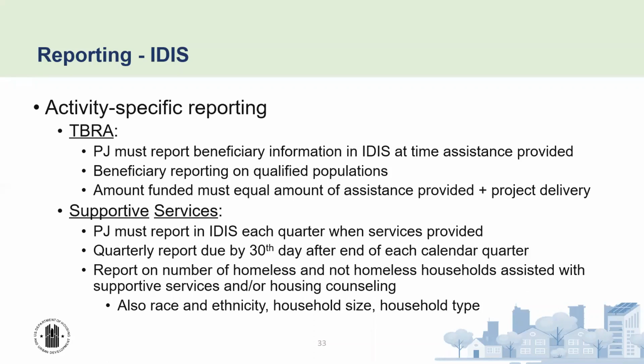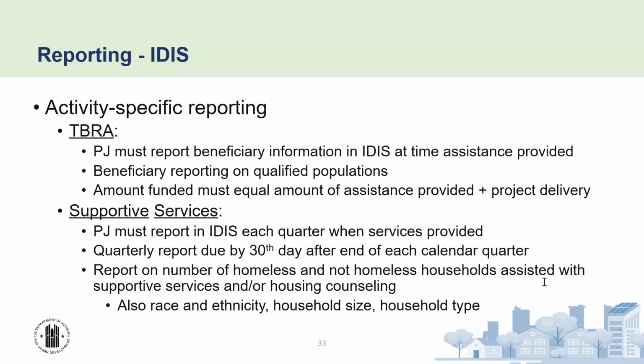Okay, let's turn our attention to HOME-ARP supportive services activities. There are some big differences here from how PJs typically report on HOME activities. So for supportive services activities only, the PJ is required to report quarterly in IDIS for each quarter in which services are provided. The quarterly HOME-ARP supportive services report is due by the 30th day after the end of each calendar quarter.